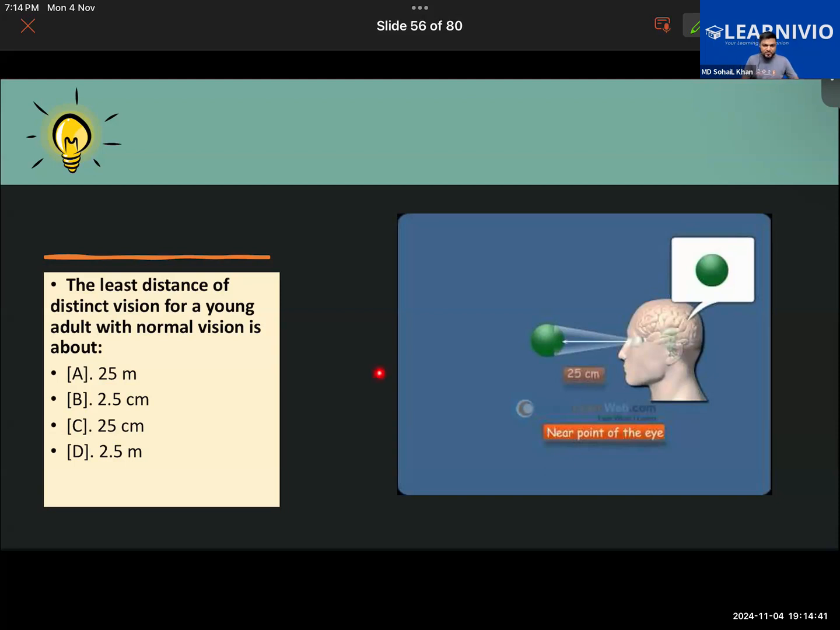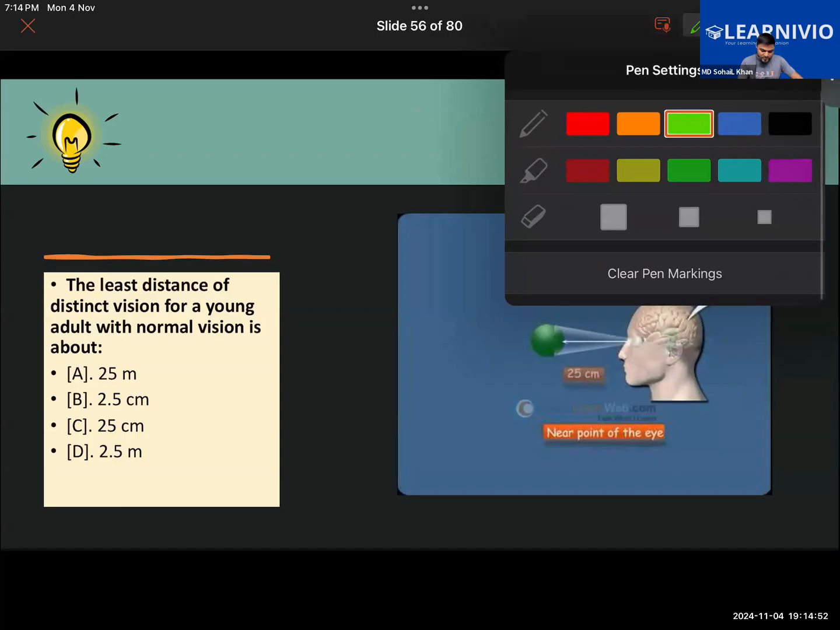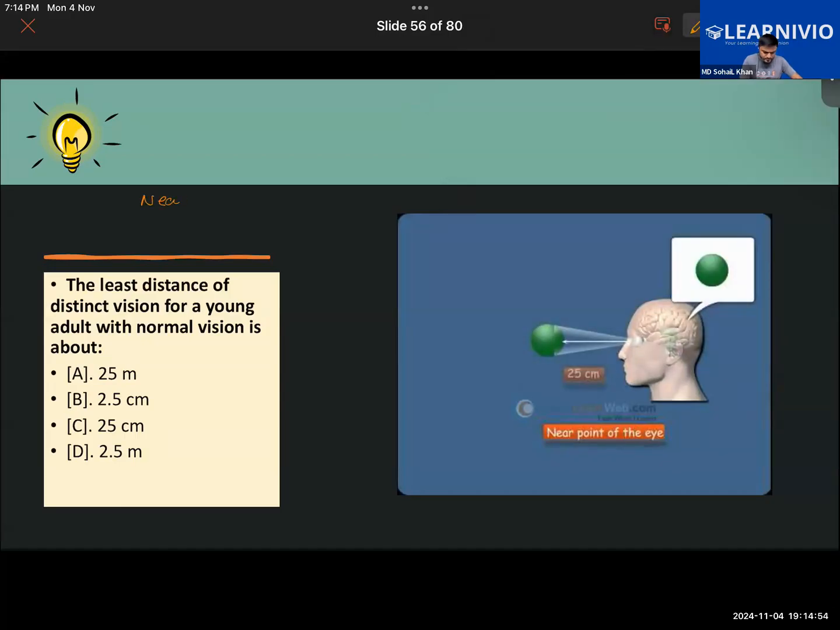The least distance at which our eyes will be able to look at an object sharply is about 25 centimeter. So that is called the near point of the eye. The near point of the eye is 25 centimeter, and the far point of the human eye is infinity. Hope that thing should be clear. What's the answer to this question? 25 centimeter.